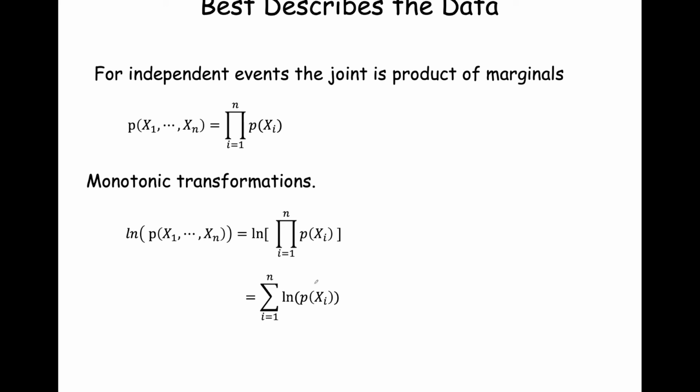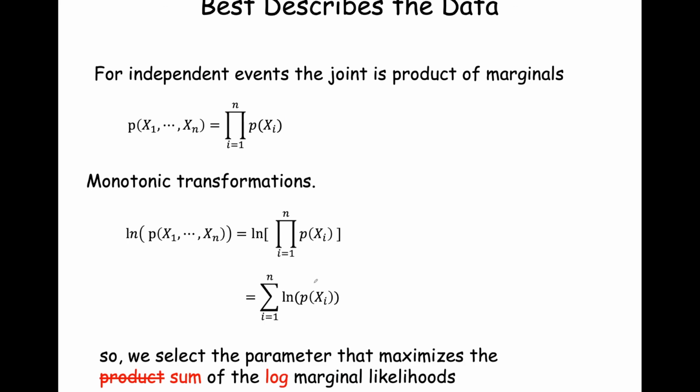And because natural log is monotonic, the same lambda that maximizes this superproduct is the same lambda that maximizes the sum of the natural log of the likelihoods. And so we select a parameter that maximizes the sum of the log marginal likelihoods. These are called log marginal likelihoods because they're the marginal likelihoods of which we've taken the log.